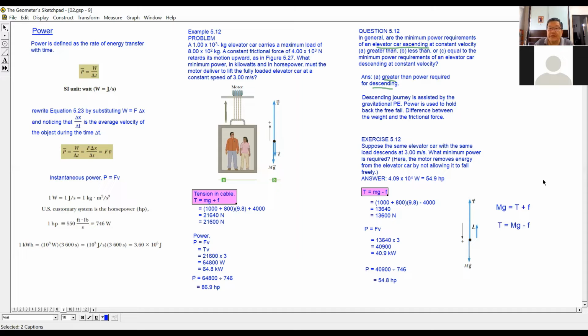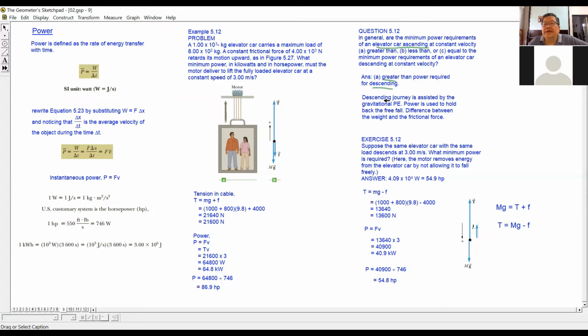So the force used is less. The force used when it is moving upward is more. The force used when it is moving downward is less, right? So that's why the power is less when it is moving down, because the motor is actually exerting a smaller force. In this one, the motor has to exert a bigger force.